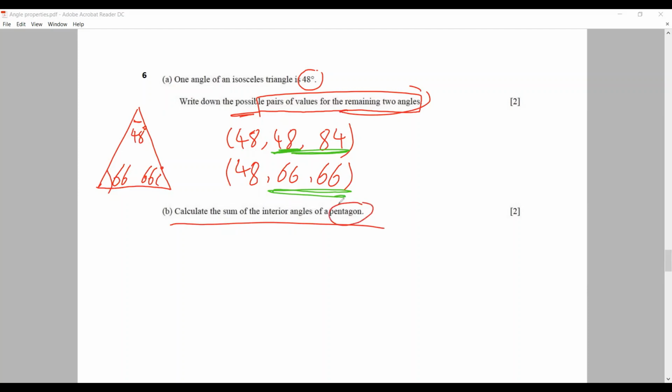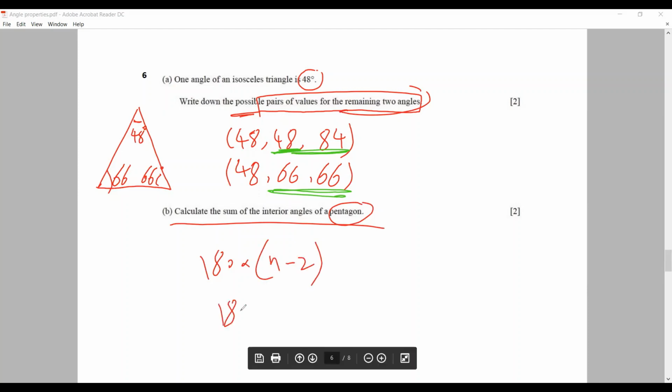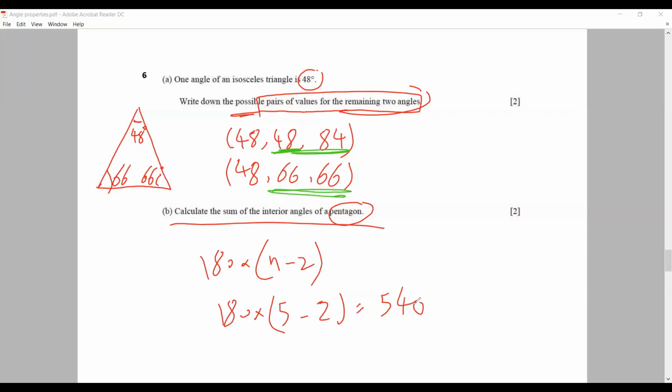Calculate the sum of interior angles of a pentagon. So a pentagon is a 5-sided polygon. So just use this formula, n minus 2. N is 5. So you get 180 times 3, which is 540. So moving on to the next question.